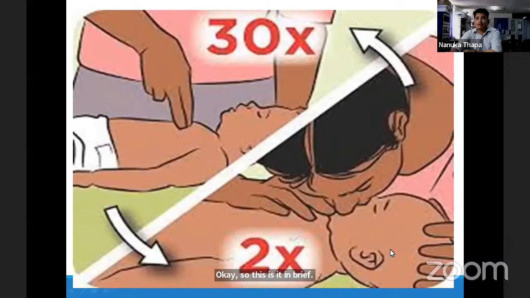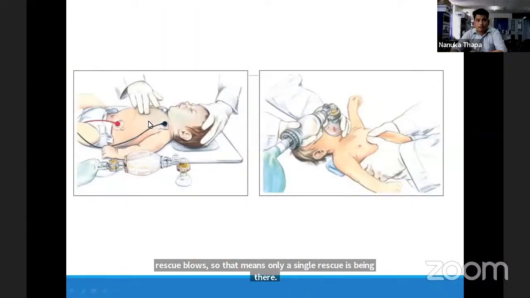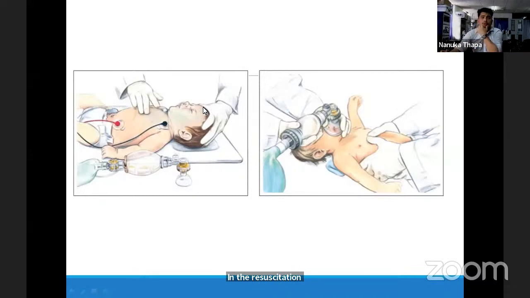So here a simple slide is shown where 30 compressions are given with 2 rescue breaths. That means only a single rescuer is present in the resuscitation. Here two images are shown. Can you look over the images?